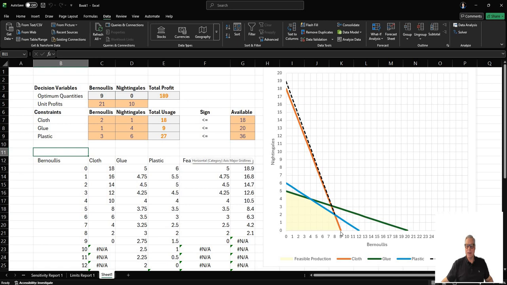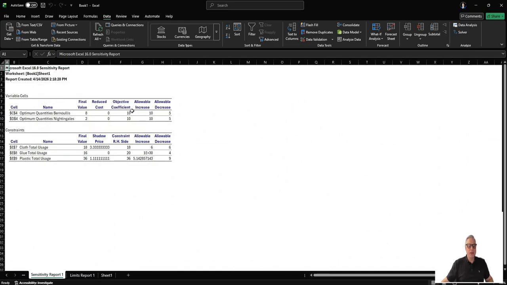So now it is 9 and 0. So now we would only produce Bernoullis. So the sensitivity report tells you that the allowable increase is the range by which the unit profit, in this case the objective coefficient, can change before you need to consider a new optimum allocation of producing Bernoullis and Nightingales. And the same for allowable decrease, that would be the same idea.